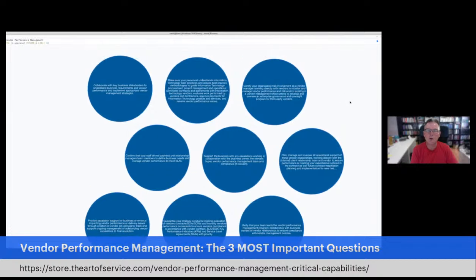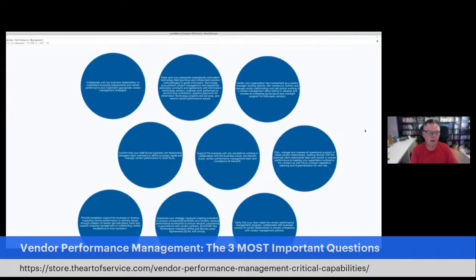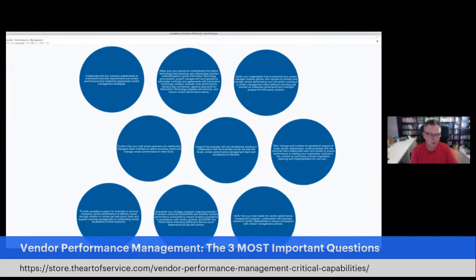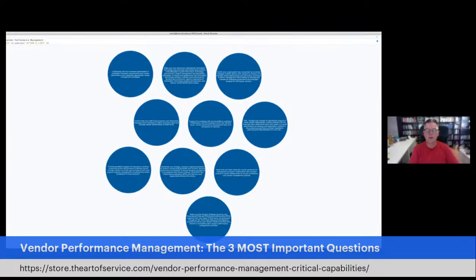Now, I won't read them out loud to you. I'll just pan over them or put them all up on the screen, and you can zoom in on the replay. This is obviously live, so you can't pause now. But in the replay, you can easily go back here, zoom in, and have a look at all the top 10 priorities that need to be in place, the use cases that need to be in place, to have a successful vendor performance management process in place.